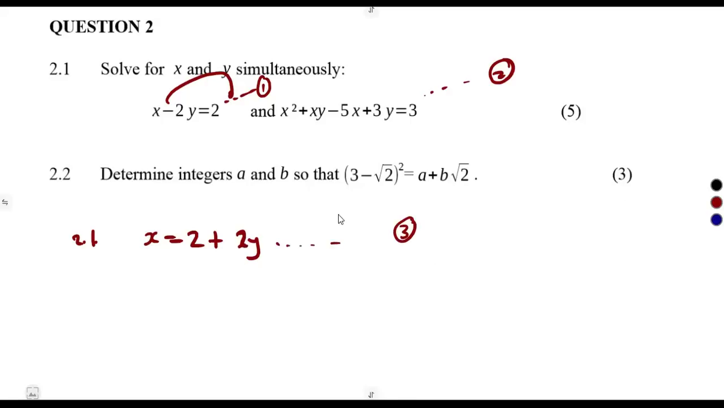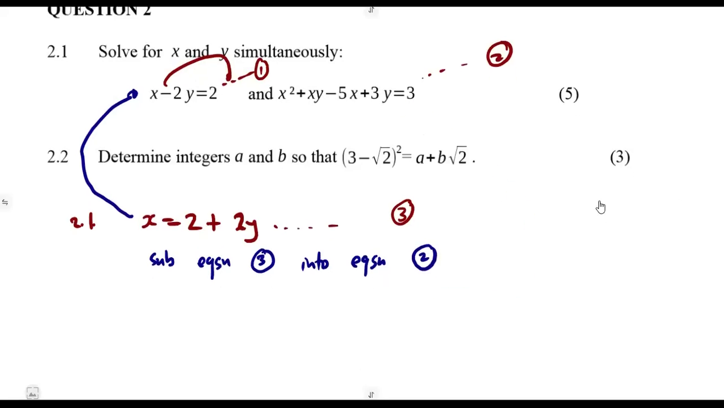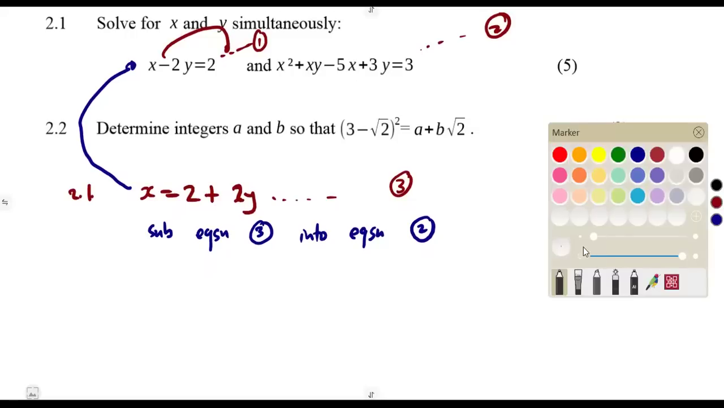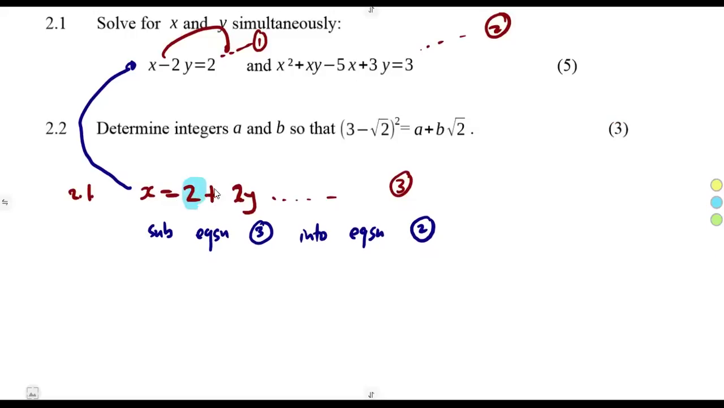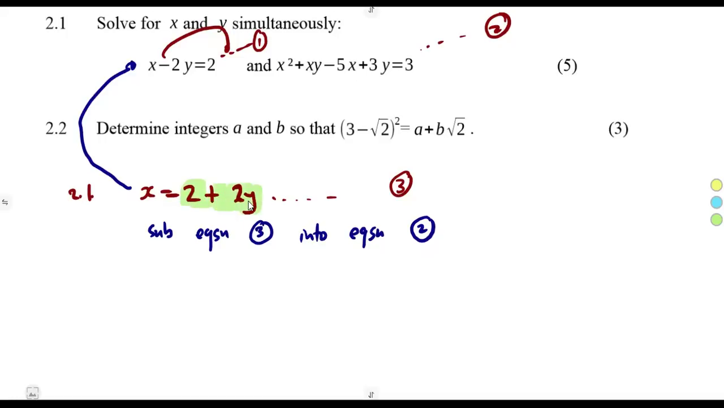So what are we going to do? Remember, we made this the subject from equation 1. So we are going to substitute equation 3 into the other one, equation 2, in place of x. Wherever we see x, we are going to substitute 2 plus 2y. Wherever we see the x here, this is what you're going to substitute.